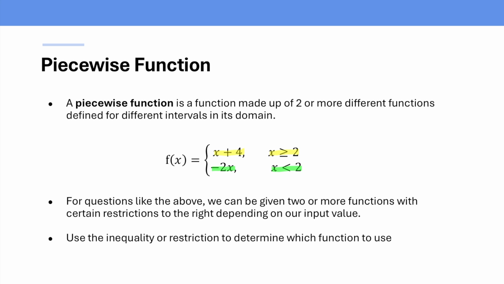minus 2x. What we can see is that the inequality, or this restriction that we're placing on the domain for both of these functions within f of x, helps us determine which of them we have to use.